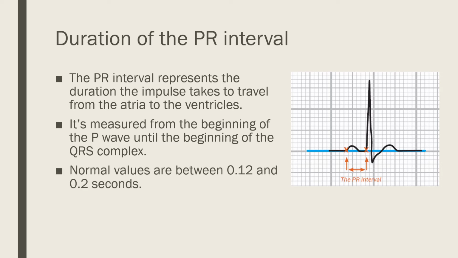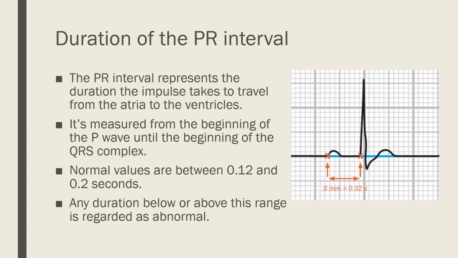Usually the normal values are between 0.12 and 0.2 seconds, which means between 3 to 5 small squares in the tracing. Any duration below or above this range is regarded as abnormal. This figure shows a duration more than 5 small squares. This is 8 small squares, so there is prolonged PR interval.